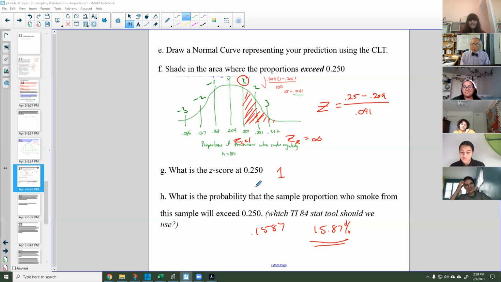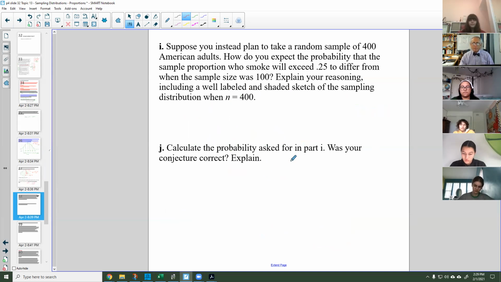Yeah, it's going to be smaller because my standard deviation is going to be less. So my curve is going to be narrower. I don't know how much smaller. Well, I think it tells us to calculate it. So let's actually do the calculation. Yeah, sure, we can do this real quick.